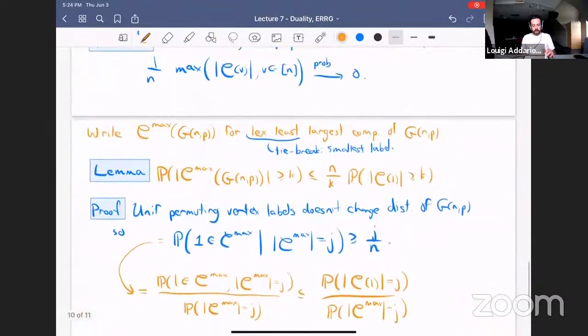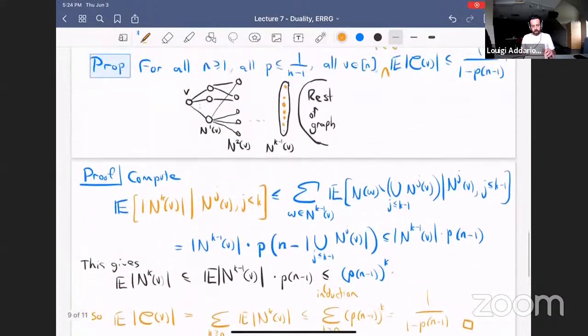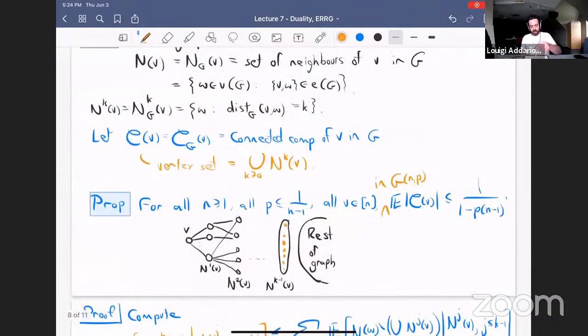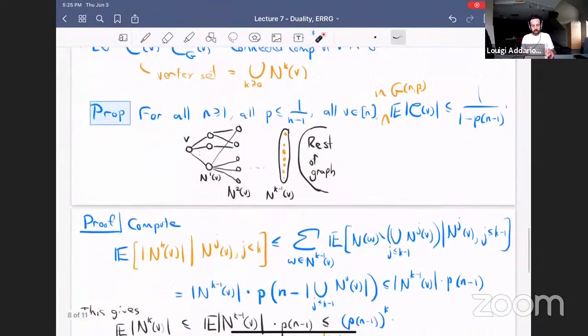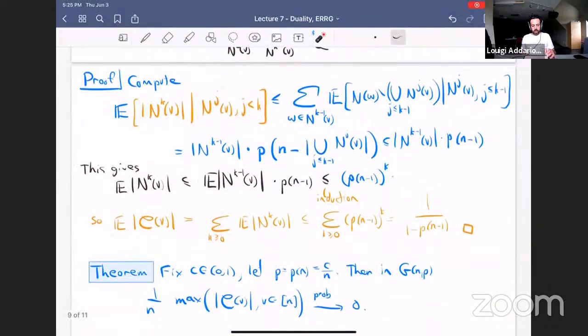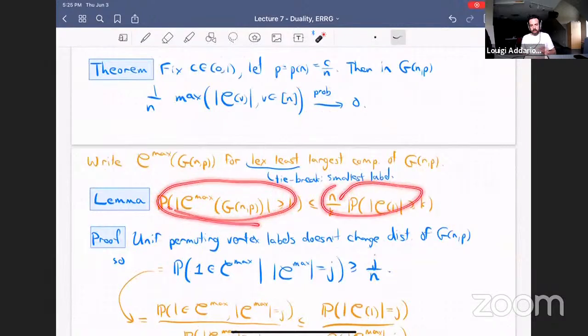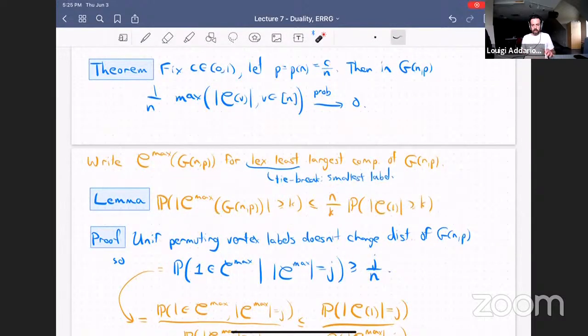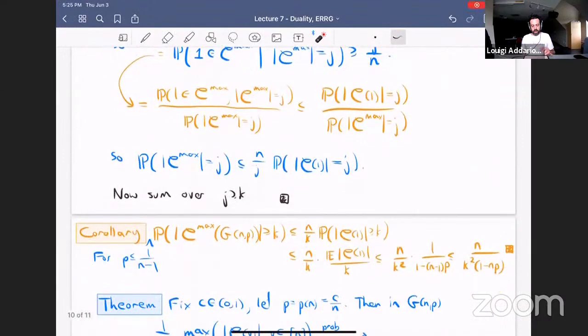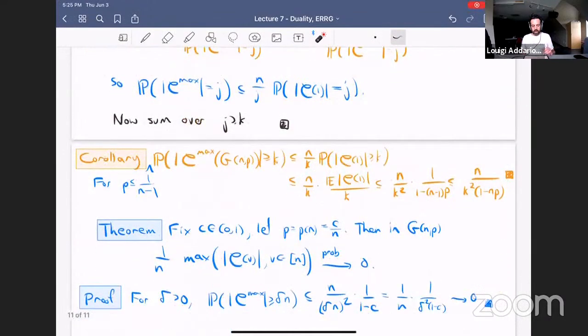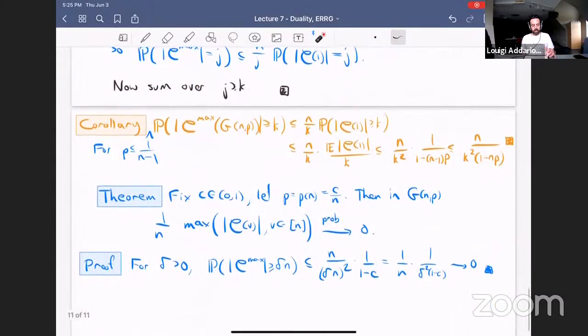We used a simple recursion to bound the expected size of the component containing a given vertex. Then we used symmetry to relate the size of the largest component to the size of the component containing a specific vertex. And then we just used Markov's inequality, basically, to get upper bounds on the component size. So that's the whole proof structure.